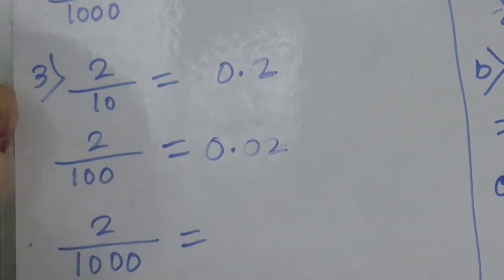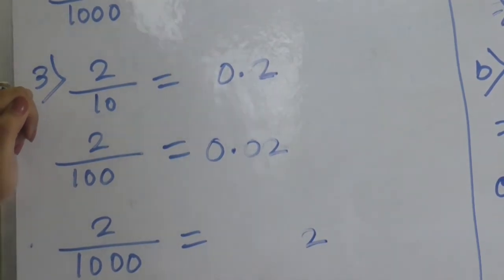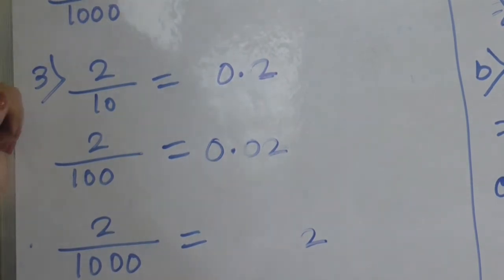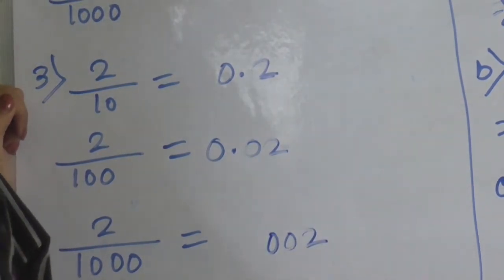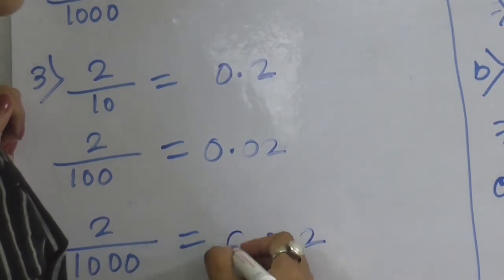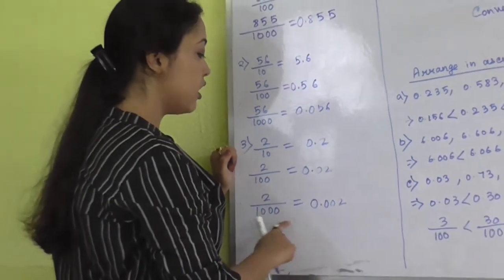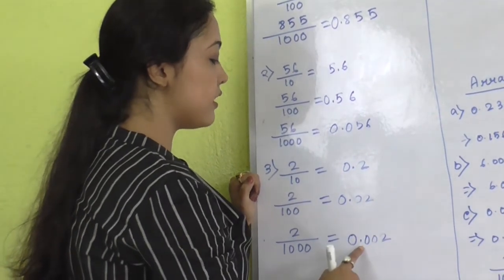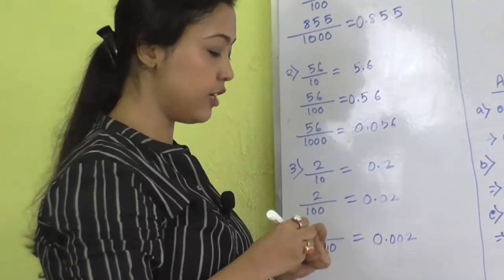Next is 2 by 1000. Again here also you write 2 over here. Since 1000 consists of three zeros, after the decimal point there should be three digits. So you place two zeros to make it three digits, and then you put the decimal point, and before the decimal point on the left hand side you put again a 0. That is, you put the decimal point before three digits from the right hand side. I hope this portion is clear to you.